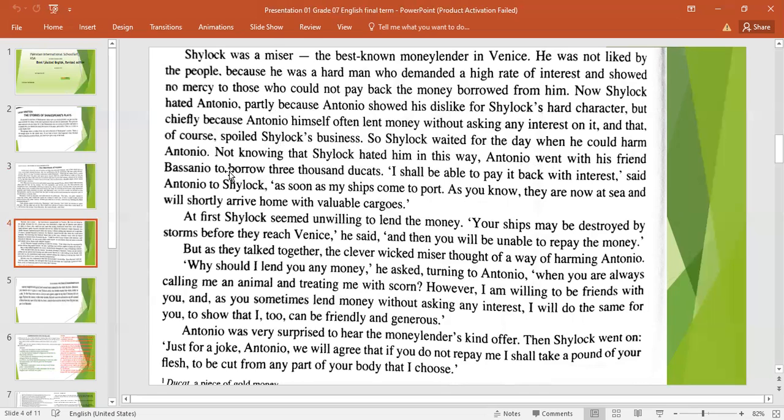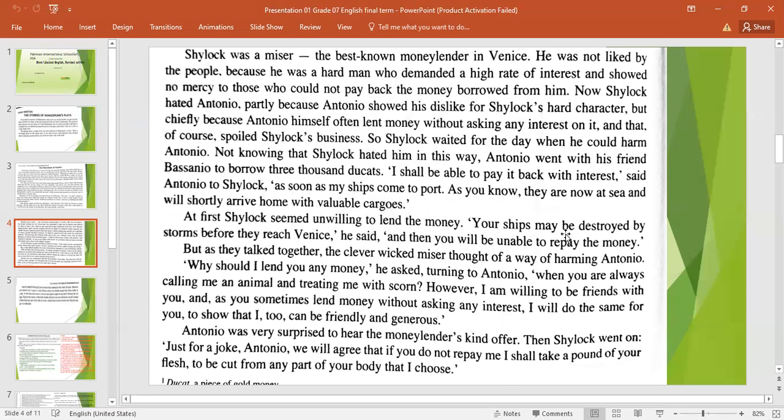Antonio went with his friend Bassanio to borrow 3,000 ducats. I shall be able to pay it back with interest, said Antonio to Shylock, as soon as my ships come to port. As you know, they are now at sea and will shortly arrive home with valuable cargoes, goods. At first, Shylock seemed unwilling to lend the money.